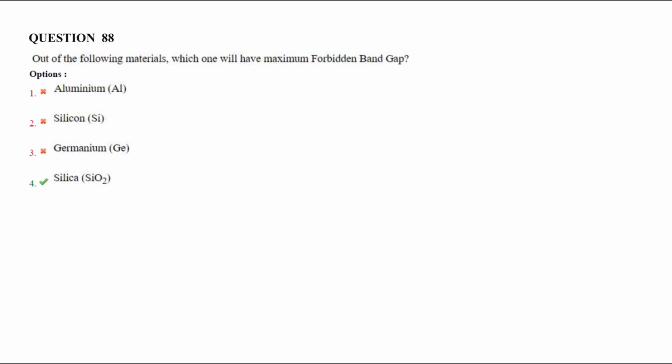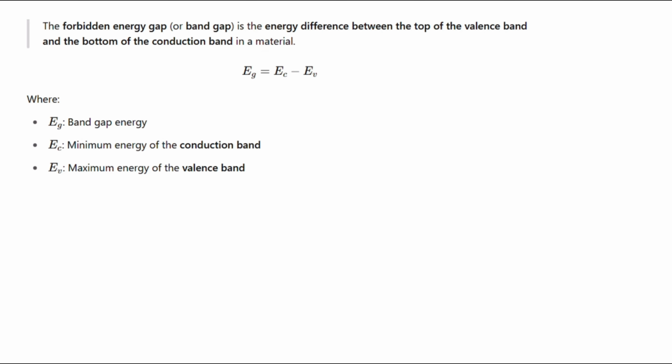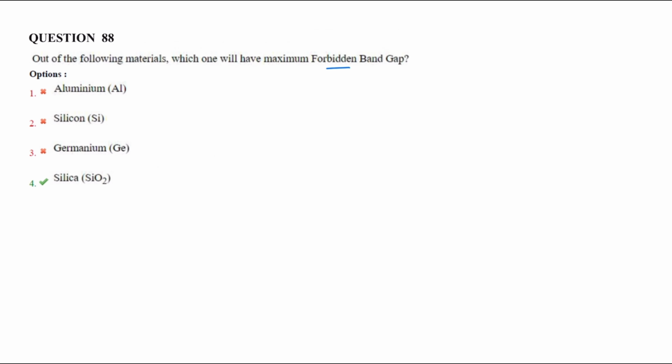Out of the following materials, which one will have maximum forbidden band gap? So this forbidden energy gap or band gap is the difference between top of the valency band and bottom of the conduction band. Energy gap is EC minus EV. EC is minimum energy of conduction band, EV is maximum energy in the valency band. So for aluminum, which is a metal, here energy band gap is 0.